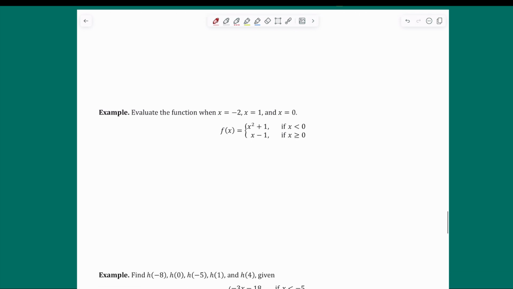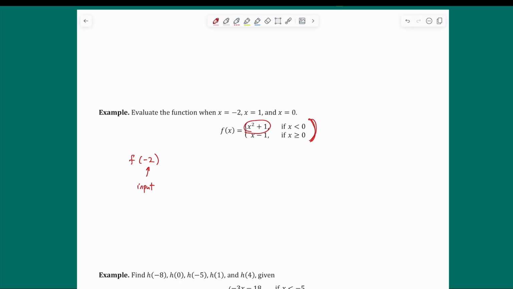So we have the function f of x equal to x squared plus 1 if x is less than 0, and f of x equal to x minus 1 if x is greater than or equal to 0. The way you read this is, first, when you're plugging in something, so we're evaluating the function at x equal to -2, the input is -2 here. So we look at which one of these inequalities the input satisfies. Since the input -2 is less than 0, we use this part of the definition.